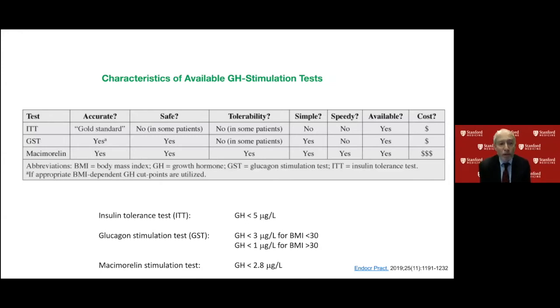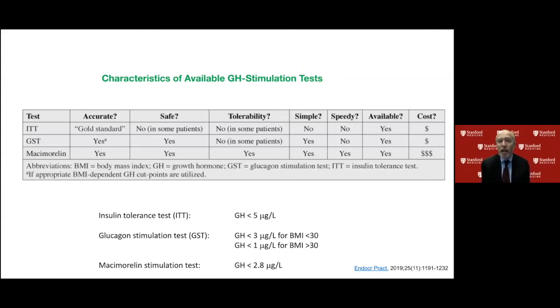Macimorelin, this oral preparation, is an accurate test, and it's quite safe, although there are only a couple of publications, and we still don't know how it works in young patients under the age of 18, or in patients who have had traumatic brain injury, for example. It's a lot faster than the other tests. It's readily available, and up until recently, it's been extremely expensive, and that's been what's holding it back. My understanding is that they're trying to decrease the cost of macimorelin.